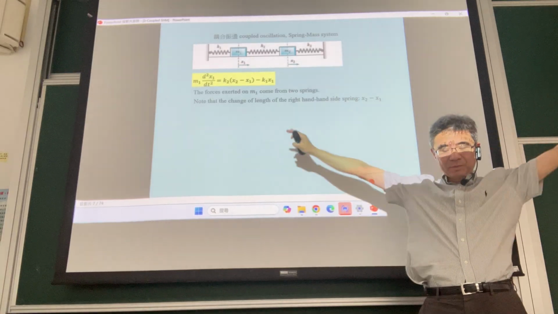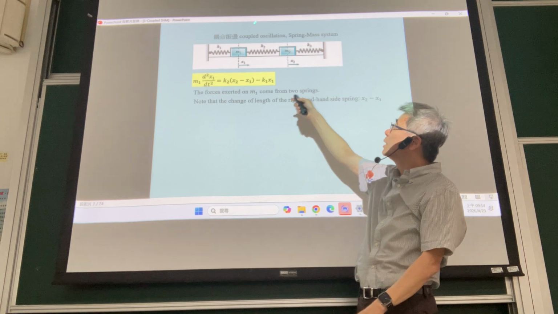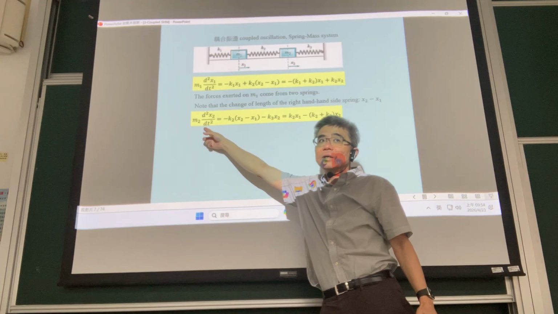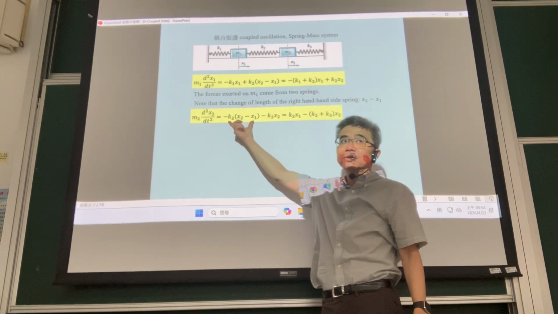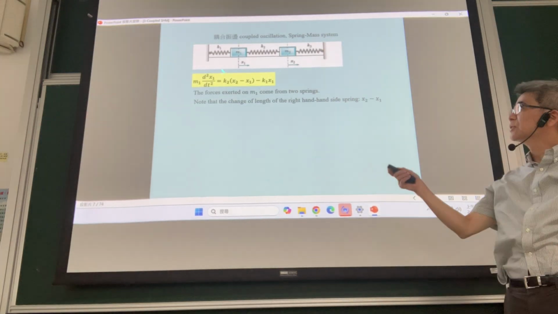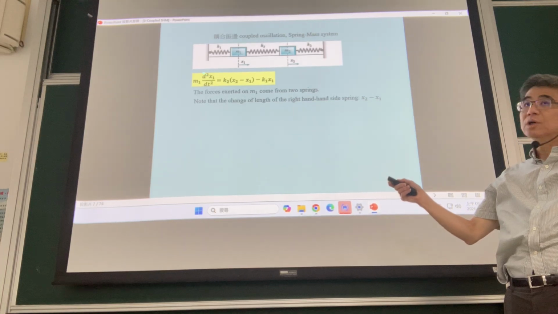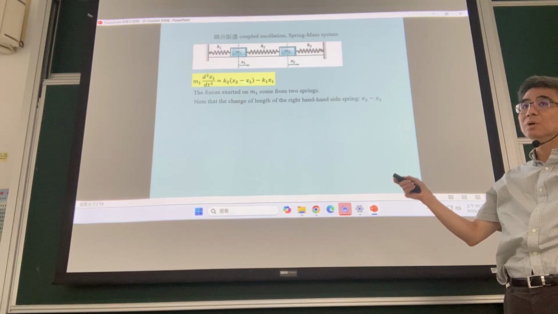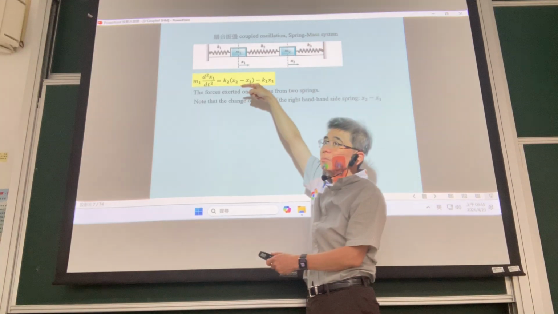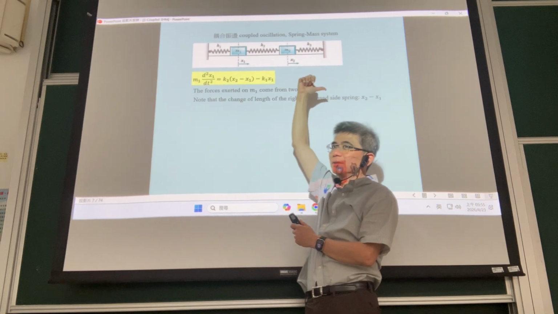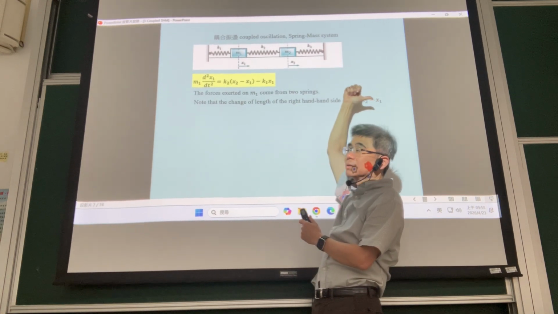This spring will exert forces on M1 and M2. Later, when I write down the equation of motion for x2, you will see the same kind of force exerted by the second spring. So first, this is x1. The equation of motion will be written as m1 d²x1/dt² equals k2 (x2 minus x1), the force exerted by the second spring, minus k1 x1, the force exerted by the first spring. Remember, this direction is positive.